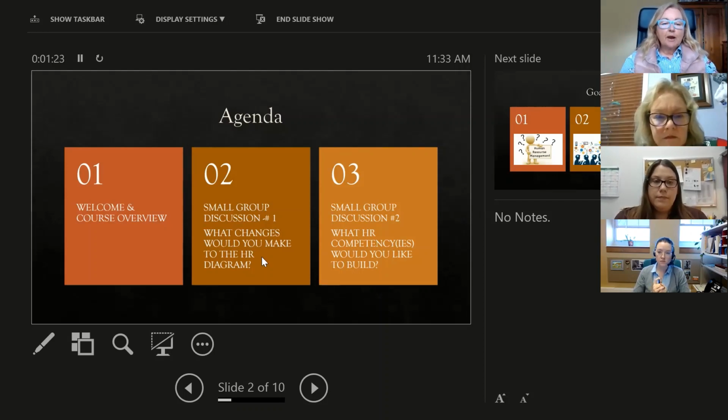But we're going to do a small group discussion about the diagram around human resources in the different areas and find out what kinds of things based on your reading that you would change. And then we'll come back and talk about what you guys decided, and then we'll go into new groups. And my question is, what HR competency or competencies are you really wanting to focus on building while you're in this course?